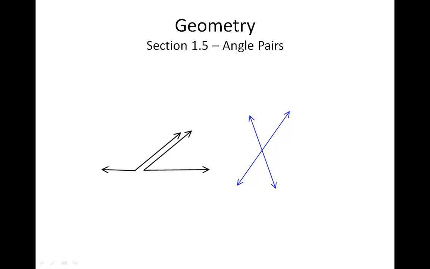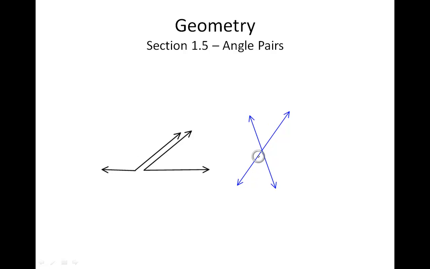Welcome back. We're doing a new section in geometry. It's 1.5 in your textbook, and it's about angle pairs. So instead of just individual angles and naming angles, we're talking about the relationships between two angles. This would be a supplementary relationship. You might recognize this. See how if you put these together, you'd have a straight line.